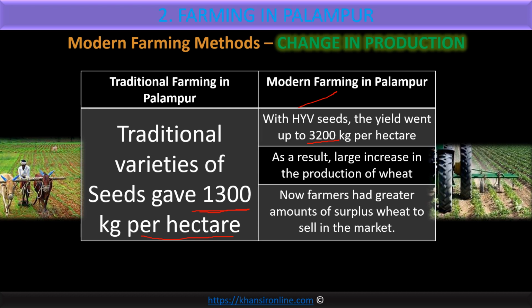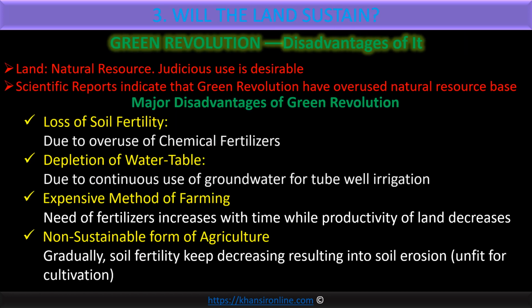But this is the plus point. There were some disadvantages also of the modern farming method. What were those disadvantages? These are those disadvantages. Remember that land is a limited resource. We cannot increase the amount of land on the earth. So we have to use land very carefully, and the soil is most important for cultivation. A soil of just a few centimeters thick needs millions of years to be formed. So we cannot afford to spoil that soil.